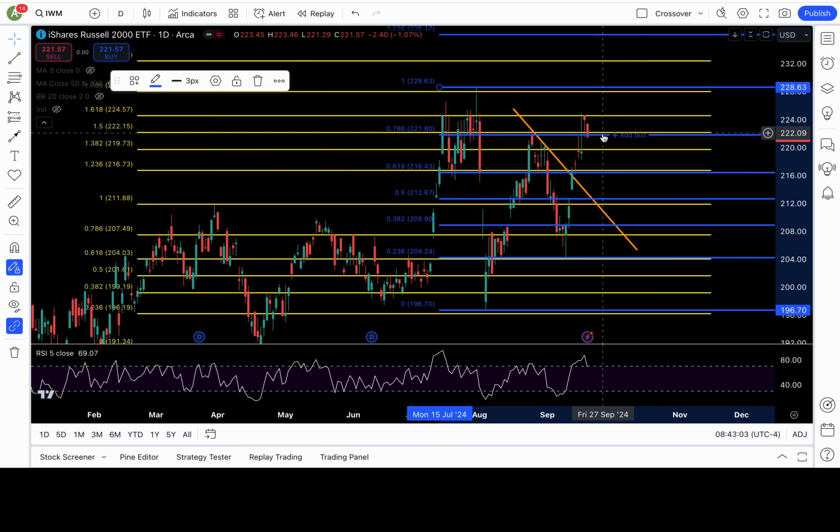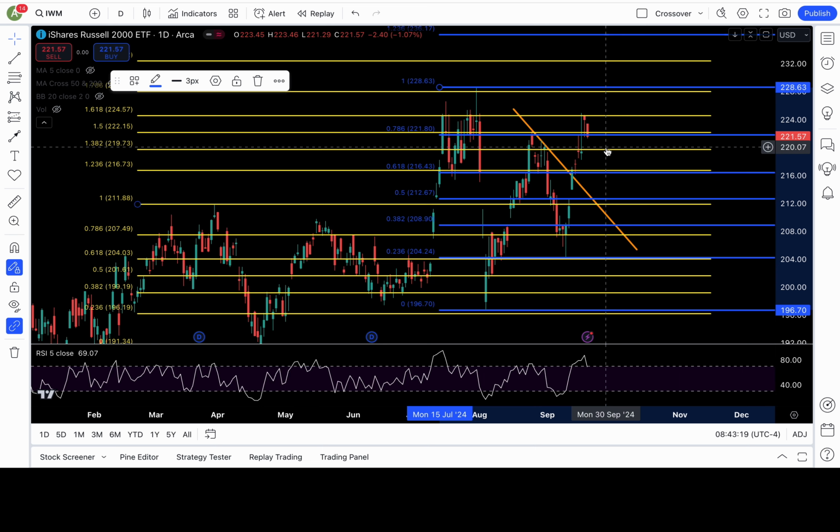So breaking down 221.8 is a good start for the bears, and as long as it's below, 219.7, 218, and 216.7 are all in play. Below 216.7, 215, and possibly 212.6 are in play as well, okay?